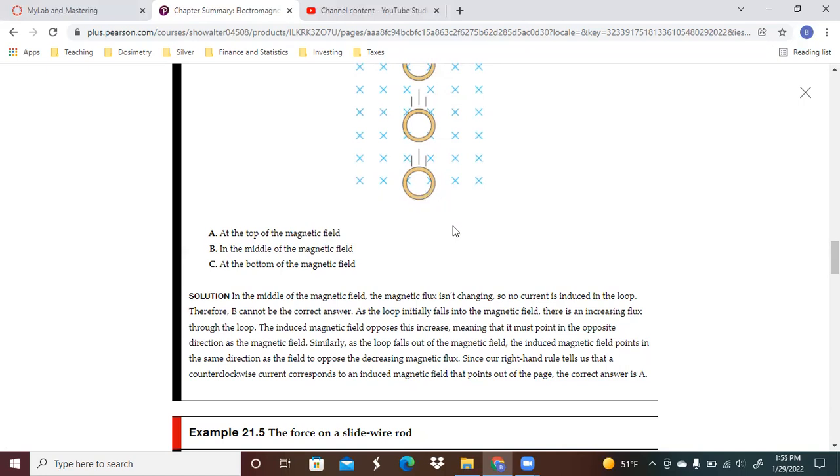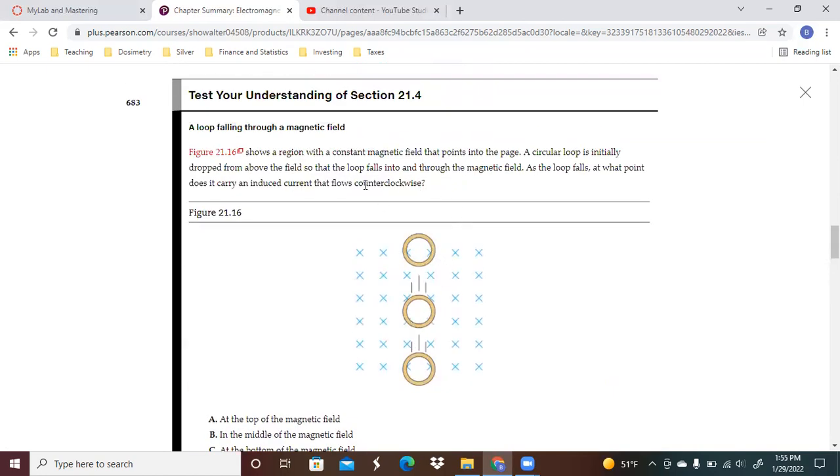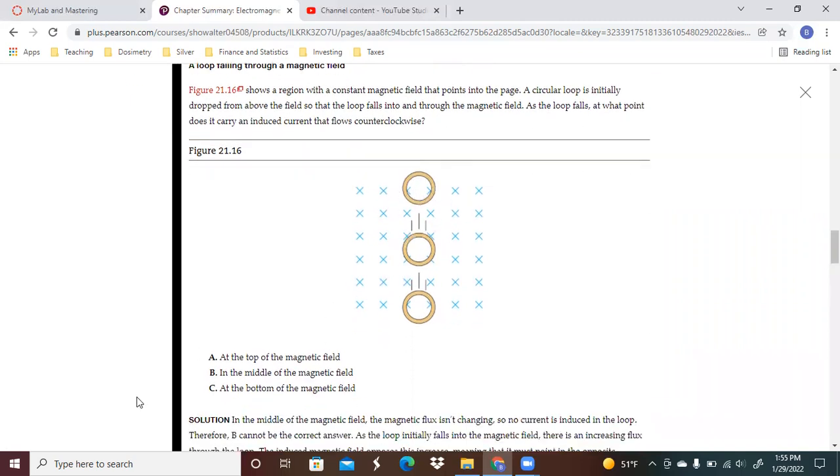In order to do that, we want a field that's going to go into the page. So if we take our right hand, point our thumb in the direction of the field as we need it to be, in order to keep the magnetic field the same, into the page, our fingers curl clockwise. Well, that's not the answer that they're looking for here. They're looking for something that's pointing counterclockwise. In this case, it would be this one, which refers to answer A.